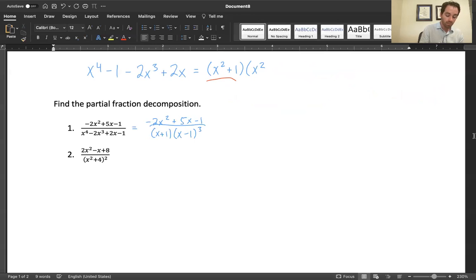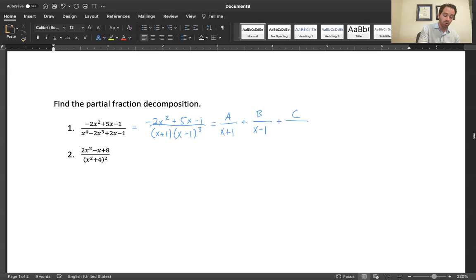What we want to do now is set this equal to the thing that lets us solve for the constants in the partial fraction decomposition. So remember that when we have repeated factors, we need to account for each number of copies of the factors. So this is going to be equal to some number a over x plus 1, plus some number b over just one copy of x minus 1, another number over 2 copies of x minus 1, and then another number over all 3 copies of x minus 1.